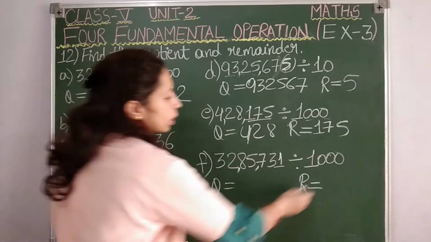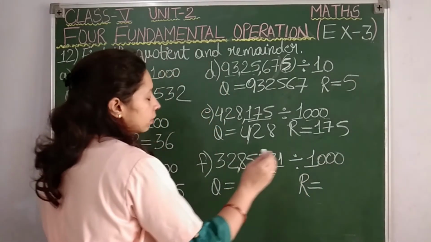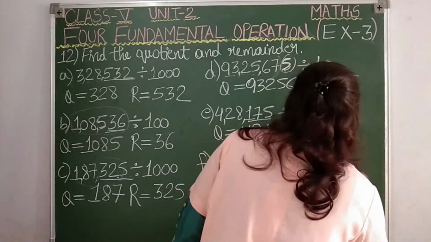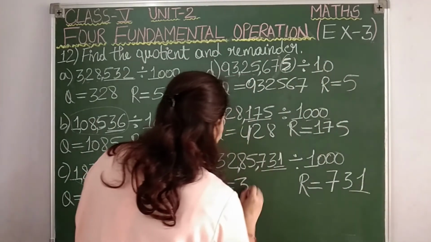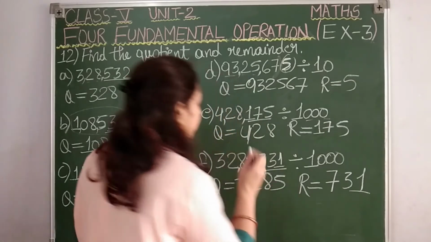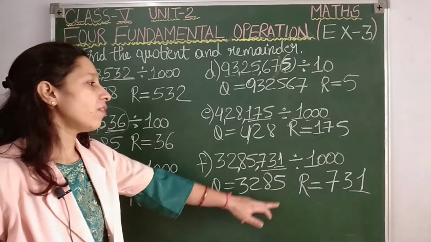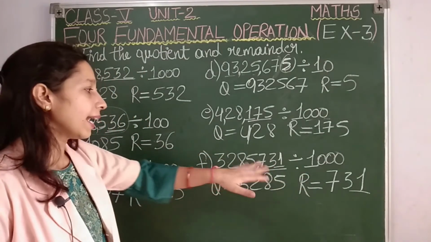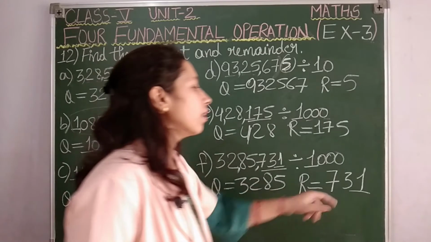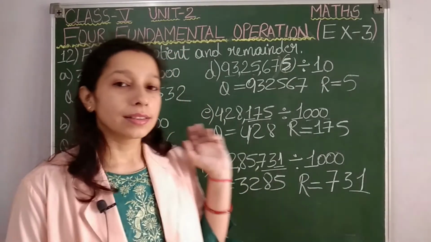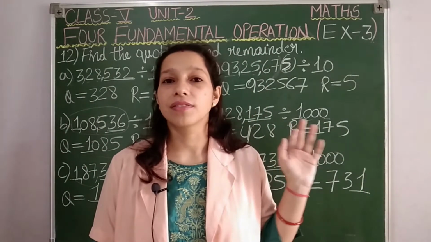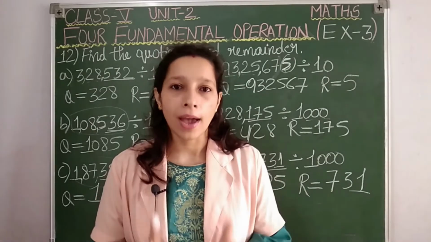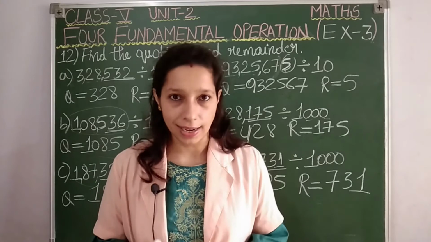So again we'll use the trick, 3 zeros. The number is ending with 3 zeros, so the last 3 digits will be your remainder and the rest of the number will be your quotient. So 3285 multiplied with 1000, you are going to get 32,85,000, and this 731 will be your remainder. This is the same as the question which we have solved in exercise 1. Remember now, students? Still, again I have explained to you. Now I hope that this question is very clear to you.